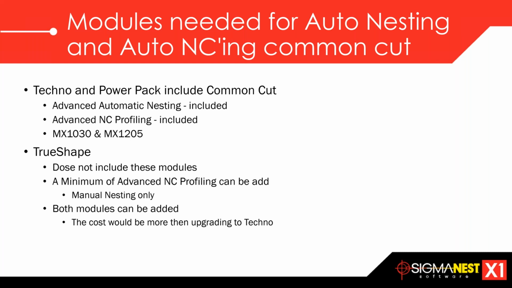If you have TrueShape, they do not include those two modules, but they can be purchased. You can get away with just the advanced profiling module just to do the NC side of it, but you will have to do the manual nesting of the parts themselves. If you do want to purchase both of them, you can, but I believe it is cost prohibitive to go to the Techno before you do the actual purchase of the two modules. Okay.